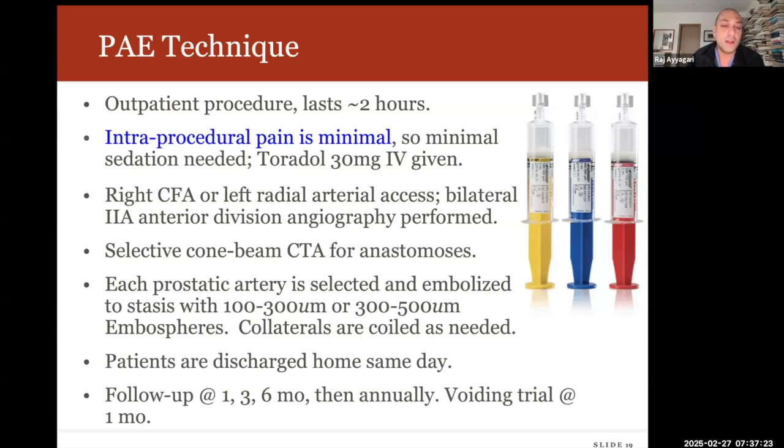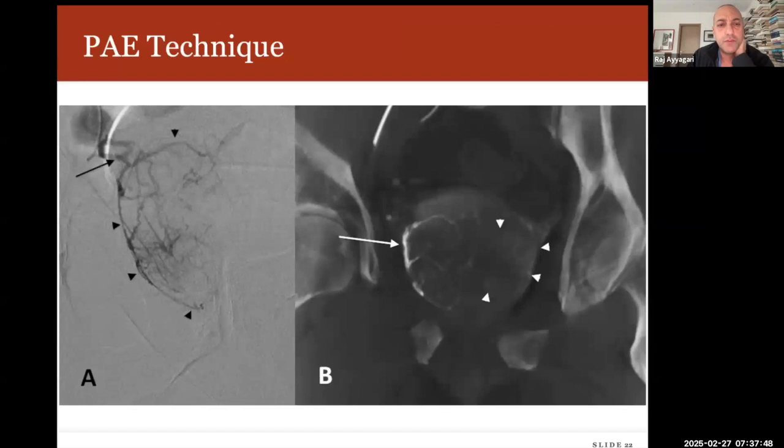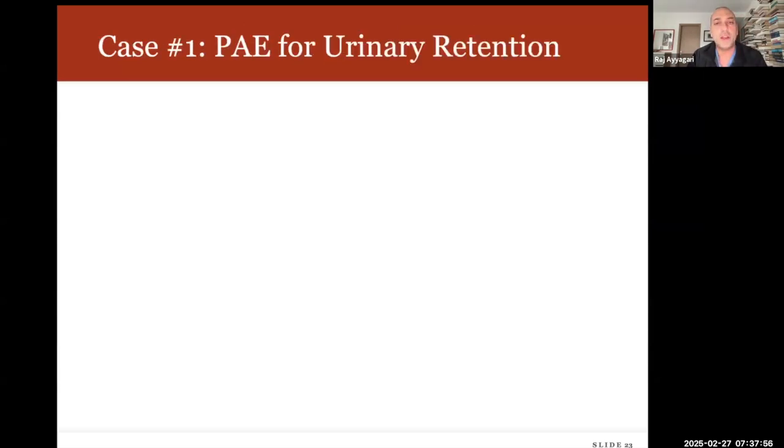And every time we'll measure the post-void residual to see how they're doing with those two parameters, because those are the parameters that are important, right? Like how well do they feel and how well are they emptying. For those patients who have catheters in, we usually give them a 1-month period of shrinkage before we try and take the catheter out. That's called a voiding trial. I'll skip over this, and I'll go through 1 or 2 cases. I'll skip over these images for now, but these are just cone beam and angiographic images.